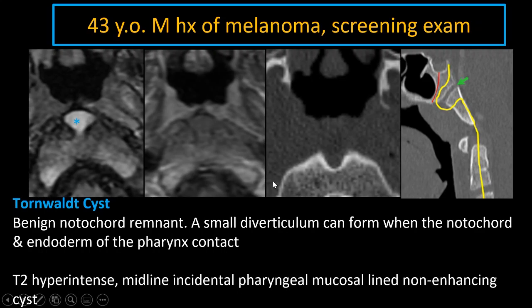Tornwaldt cyst, for which no intervention is required, and these lesions will be frequently seen. They're always in the midline. They may be associated with this notch-like deformity along the clivus, and they can be quite large at times.